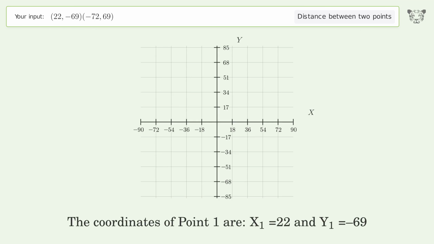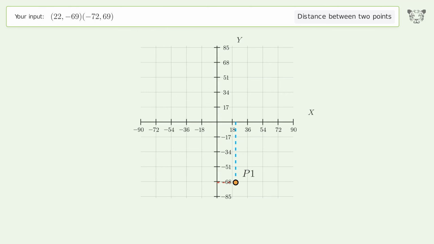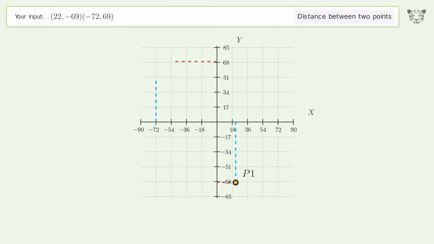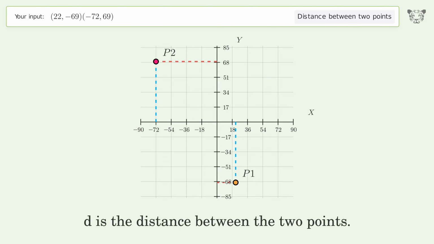The coordinates of point 1 are x1 equals 22 and y1 equals negative 69. The coordinates of point 2 are x2 equals negative 72 and y2 equals 69. D is the distance between the 2 points.